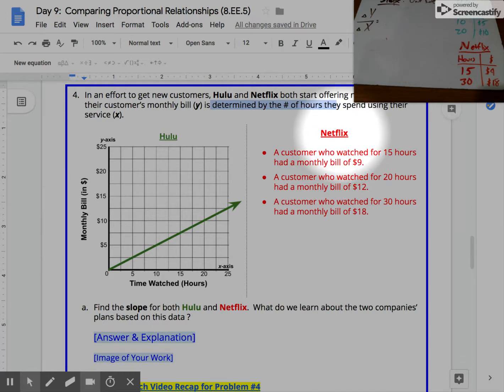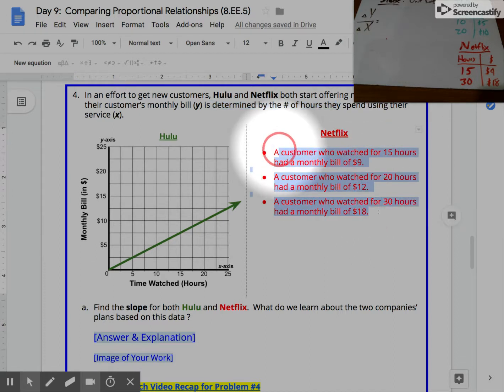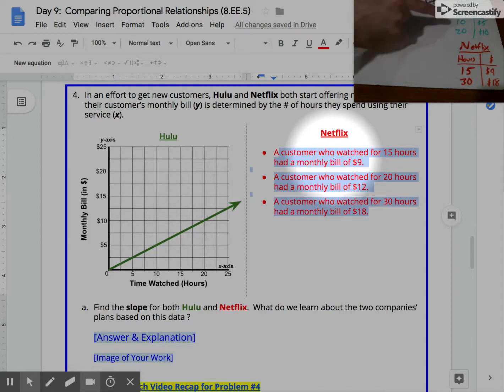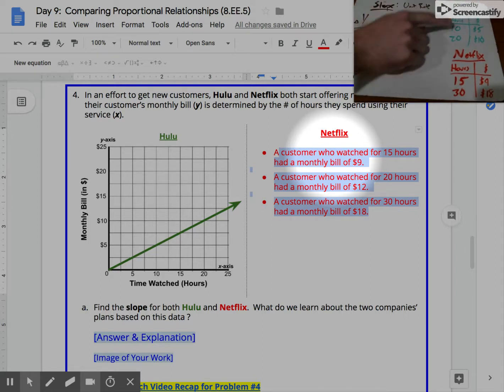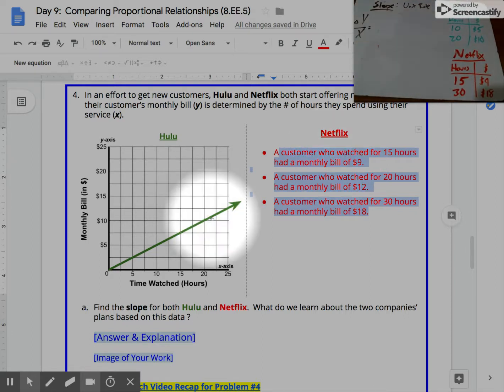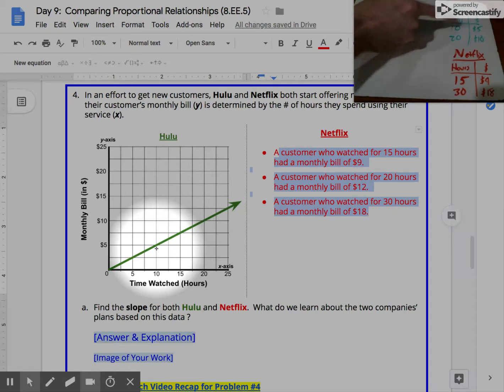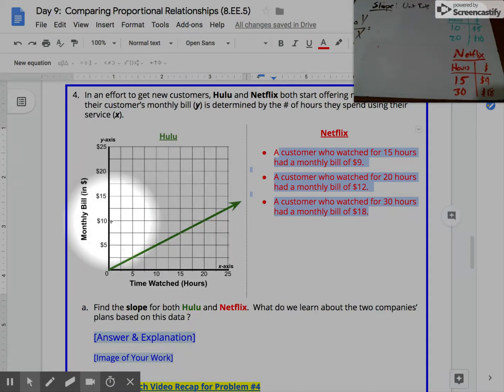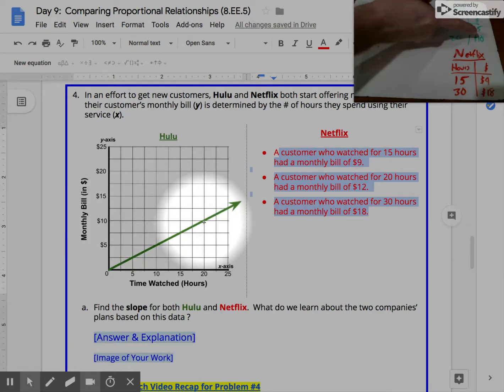For Netflix, instead of a graph, we're given 3 different written statements. Written statements are similar to tables, they're just not organized in a nice data-friendly way like a table. Over here, you see for Hulu, I've picked out a couple data points already. The first data point, we saw that at 10 hours in, it cost $5 for Hulu, so that's where my first data point on my table comes from. And then also 20 hours in, we see that the monthly bill would be $10.